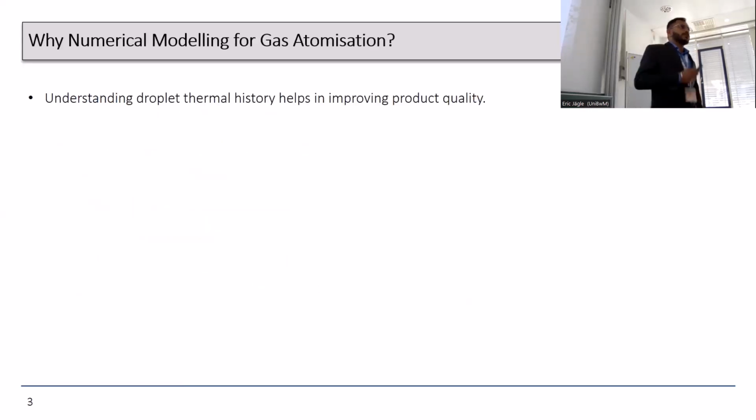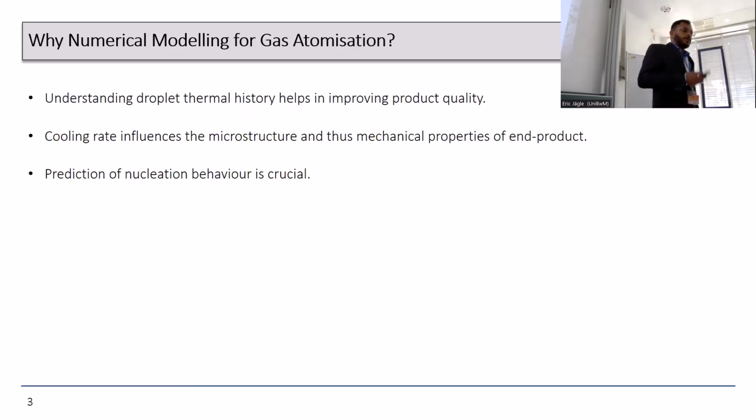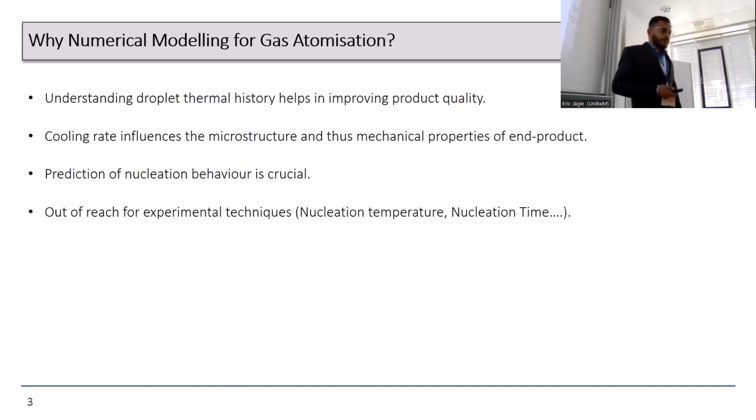So why is numerical modeling important for gas atomization? Understanding droplet thermal history is really important to predict what is actually going to come out of the gas atomizer. The morphology of the powder particles and the mechanical properties of the end product created from that depend on how we make the powder. Understanding the cooling rate and other process parameters and foreseeing the final end product is an important step in understanding the process. Also, the prediction of the nucleation behavior is critical, because a change in composition can lead to a completely different type of powder particle being produced.